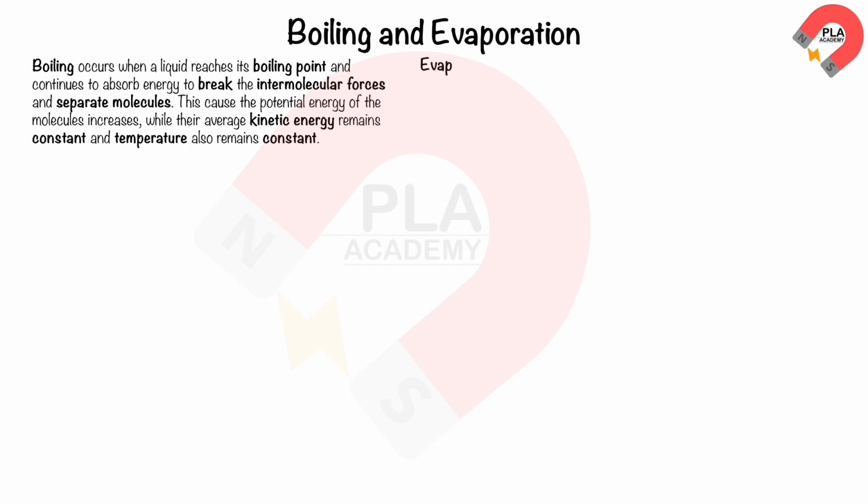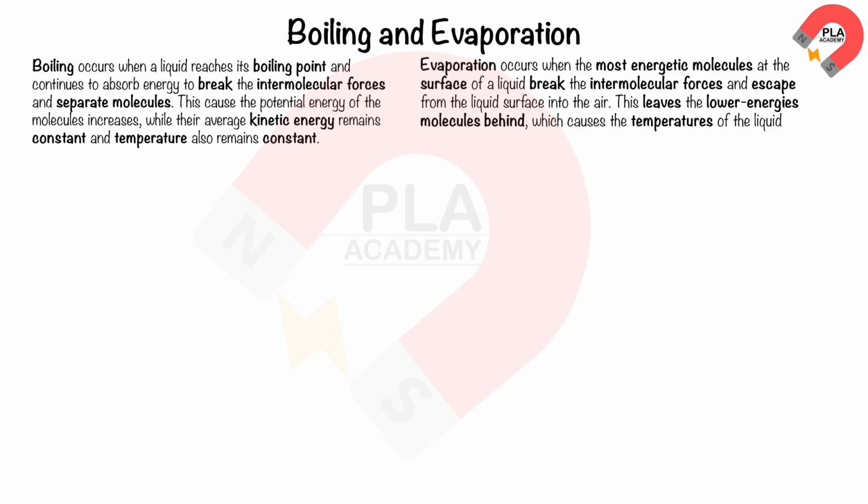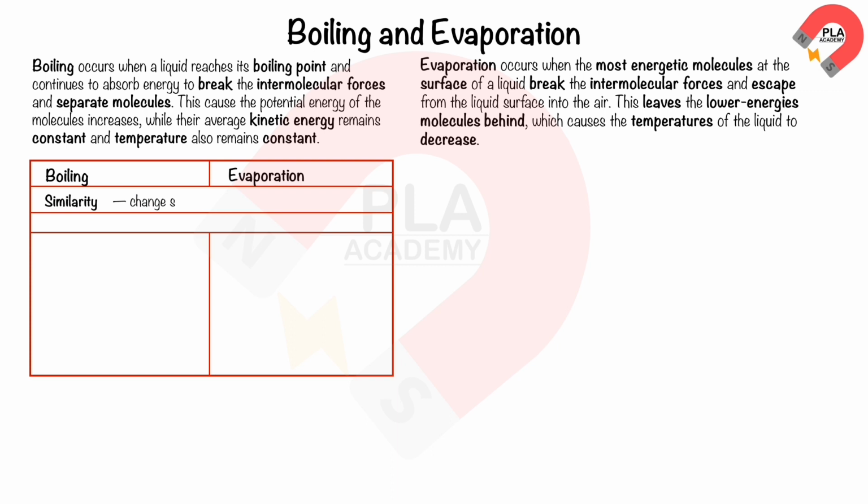Evaporation occurs when the most energetic molecules at the surface of a liquid break the intermolecular forces and escape from the liquid surface into the air. This leaves the lower energy molecules behind, which causes the temperature of the liquid to decrease. The similarity between boiling and evaporation is that both processes change the state from liquid into gas.